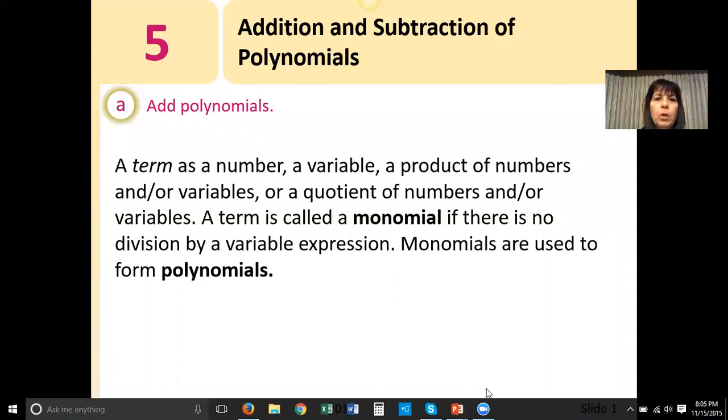This week's lesson will be covering a few things about polynomials. We are going to look at addition and subtraction, and then a little bit on multiplication. First of all, what is a polynomial, you may ask?